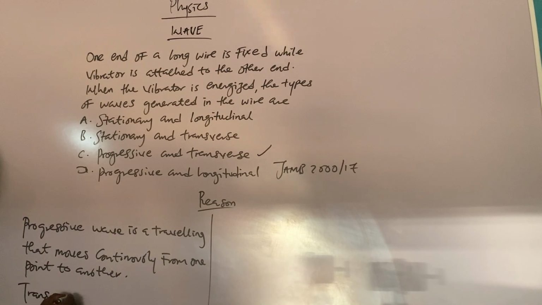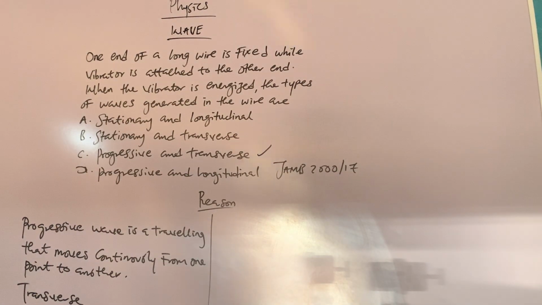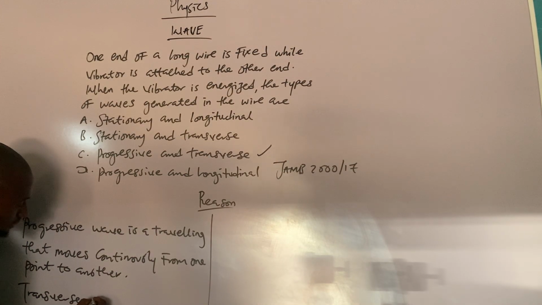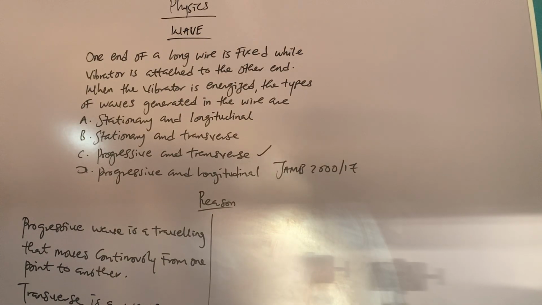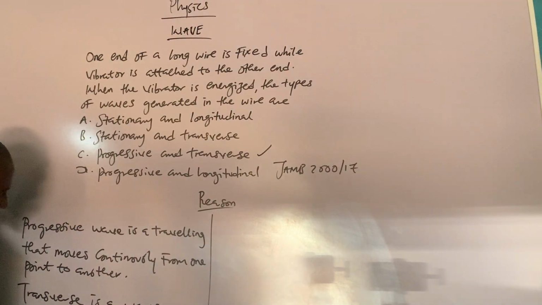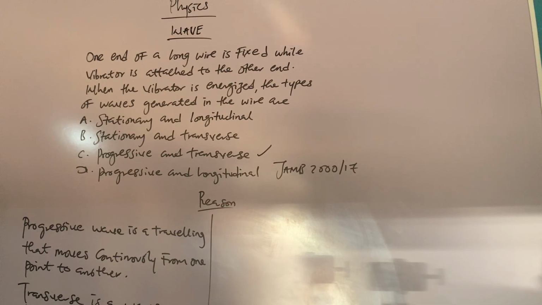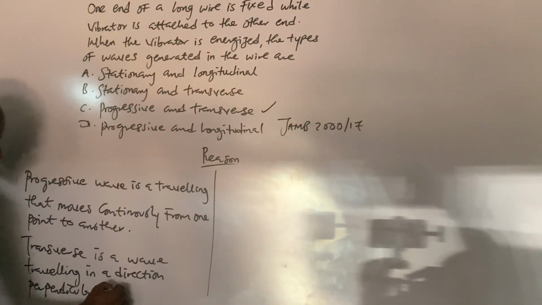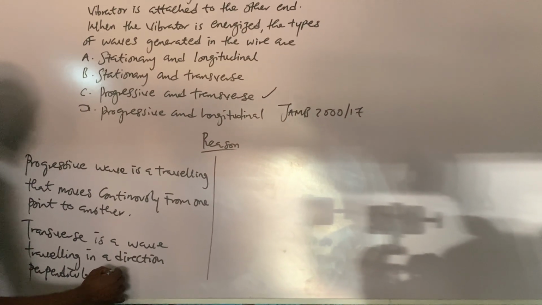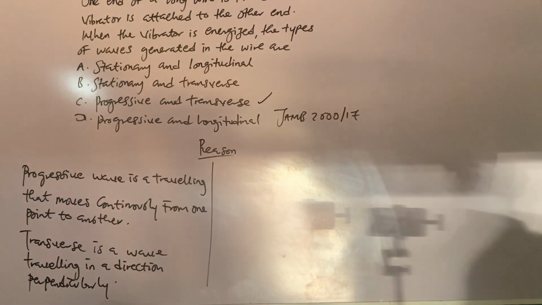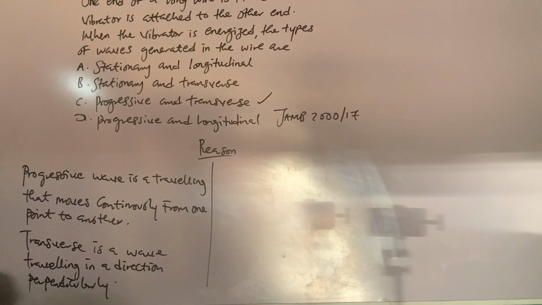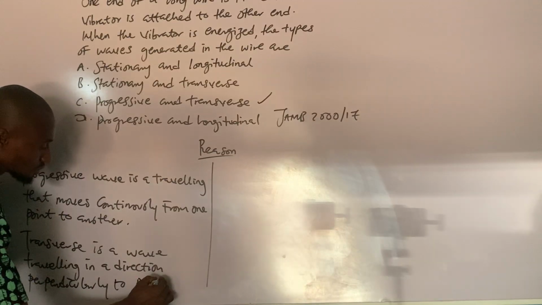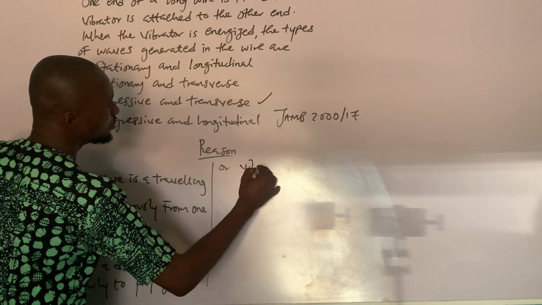Why transverse wave? A transverse wave is a wave traveling in a direction perpendicular to the direction of propagation or vibration of the wave.